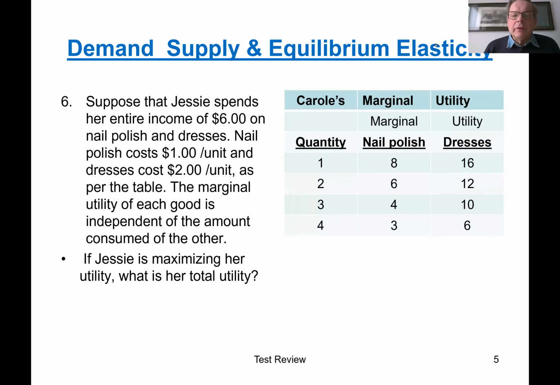And here's the table that you have to work with: the quantities that are consumed, the marginal utility received from each nail polish consumed, and the marginal utility of each dress consumed.